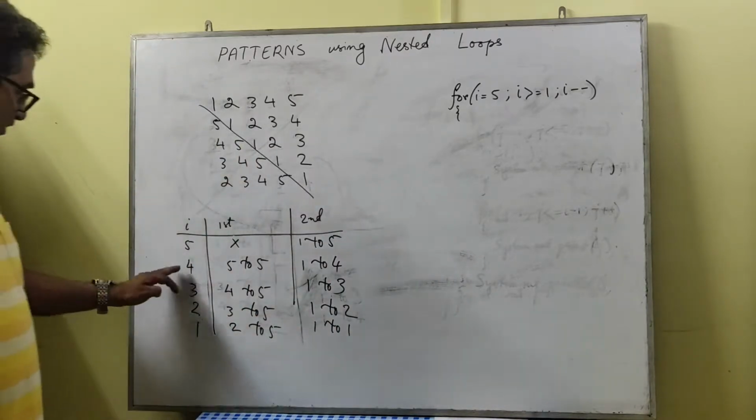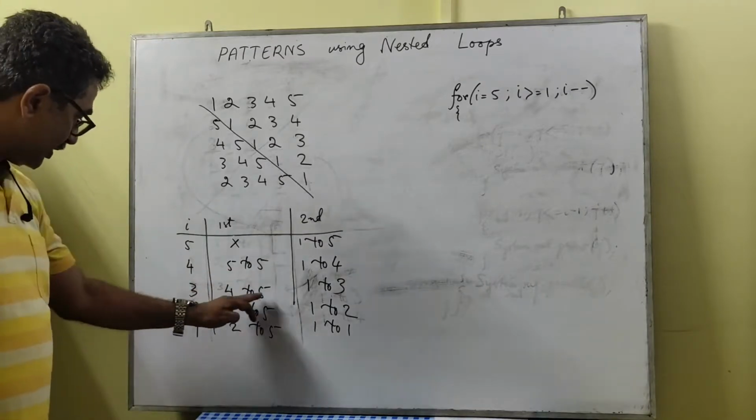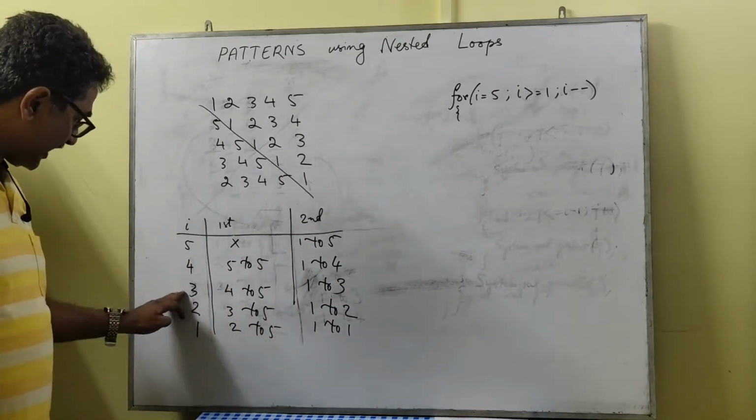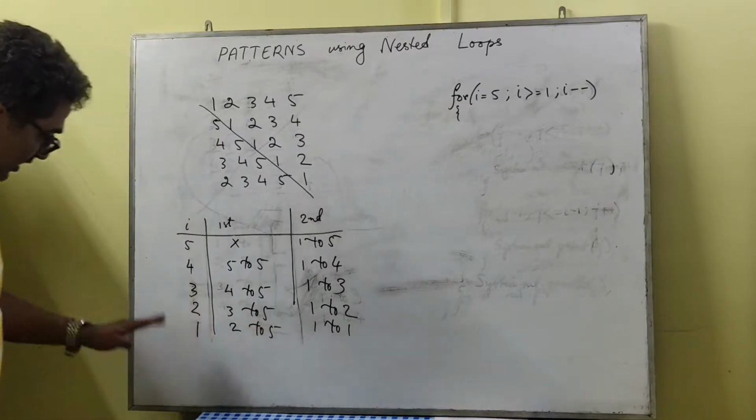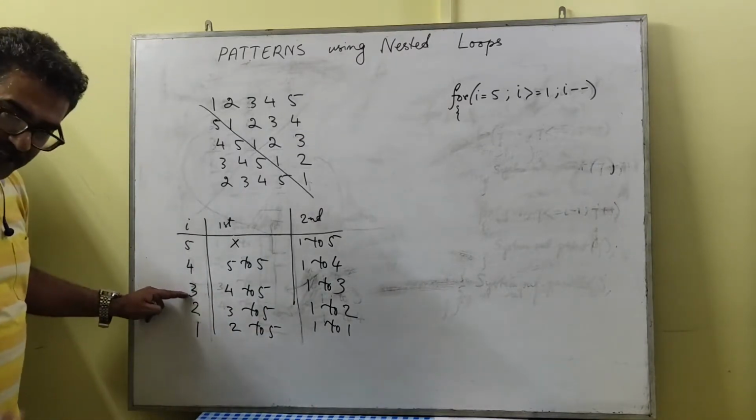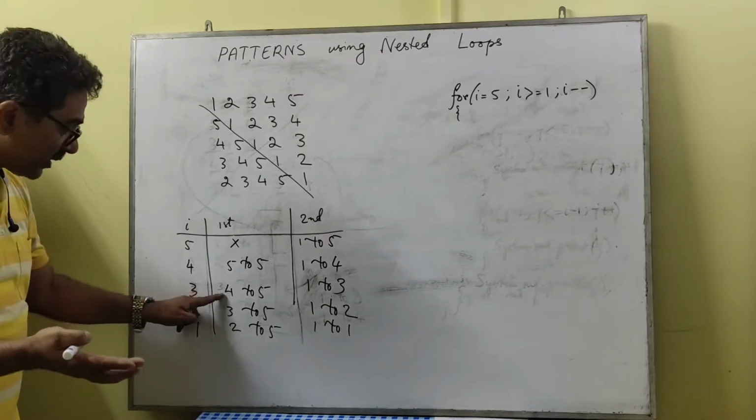Now look at this. When I is 4, 4 to 5. When I is 3, 4. When I is 4, 5 to 5. When I is 3, 4 to 5. When I is 2, 3 to 5. When I is 1, 2 to 5. So we can tell whatever is the value of I, it starts from 1 more than that number till 5.